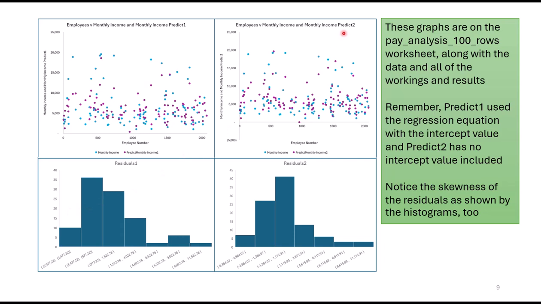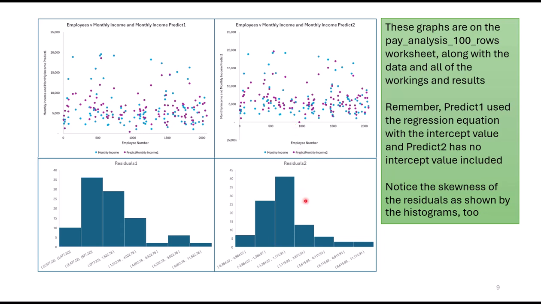And similarly for prediction 2, the blue ones again are the actual monthly income, and the purple ones are prediction monthly income 2. Again, compare. You can see, let me point it out, there we are, there is one value that's, is it fractionally below 0? Right on the border anyway.